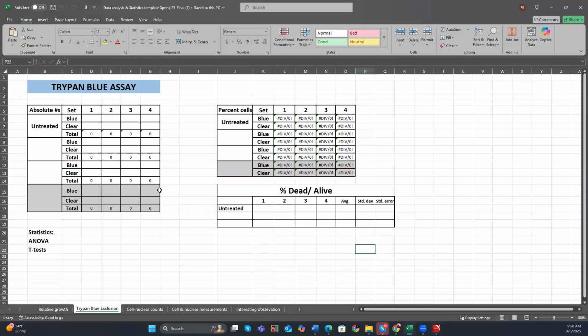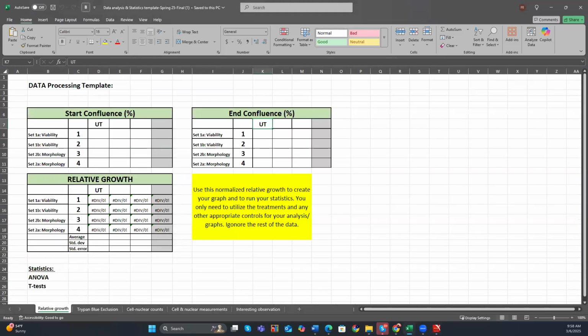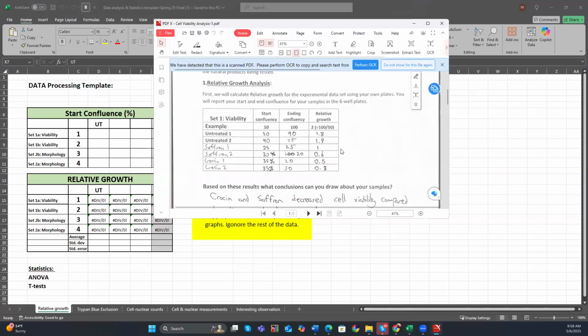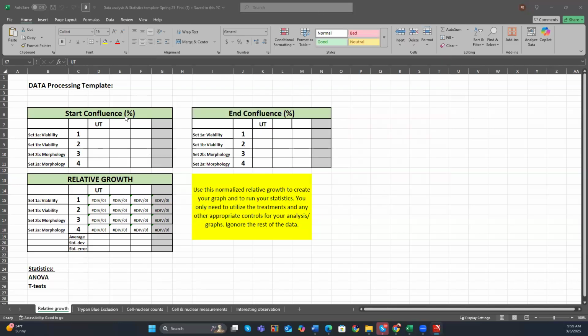Okay, so let's go to the relative growth. The first one is going to be this information. The viability two sets refer to these two sets. You had two untreated, two of your natural compound, and two of your active compound. So what you would be doing here is writing on top what they were, saffron, frozen, for example.